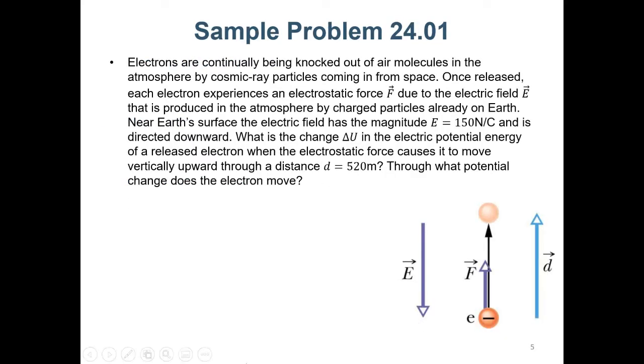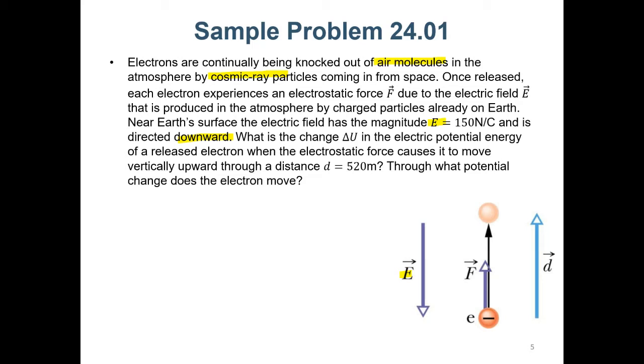So here is a sample problem. Electrons are continually being knocked out of the air molecules in the atmosphere by cosmic ray particles coming from space. That is, high-energy rays in outer space knock some electrons off atoms such as oxygen in the atmosphere, the so-called ionization phenomenon. Once released, each electron experiences an electrostatic force due to the electric field produced in the atmosphere by charged particles already on Earth. Near the Earth's surface, the electric field has magnitude E and is directly downward.